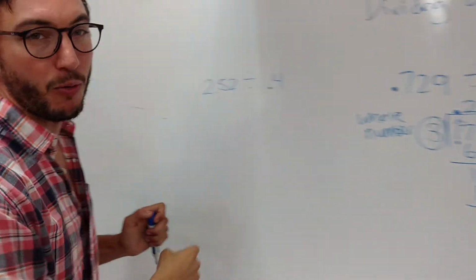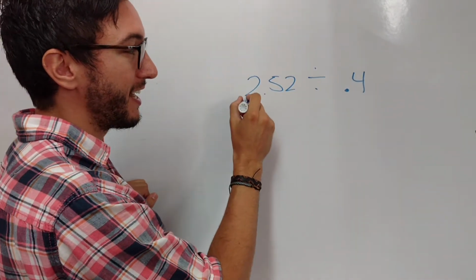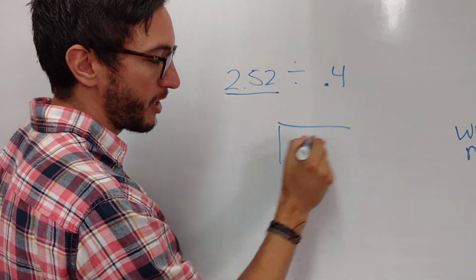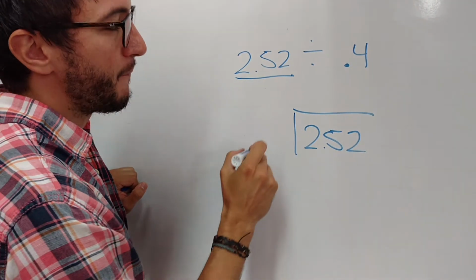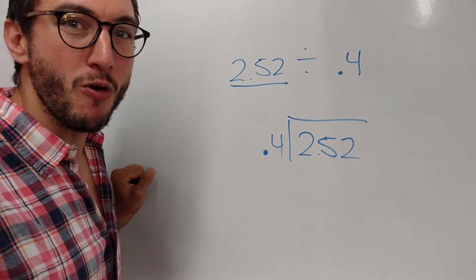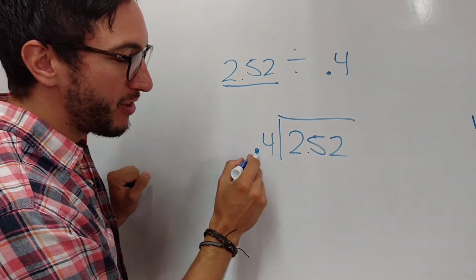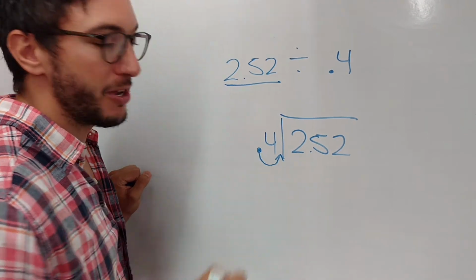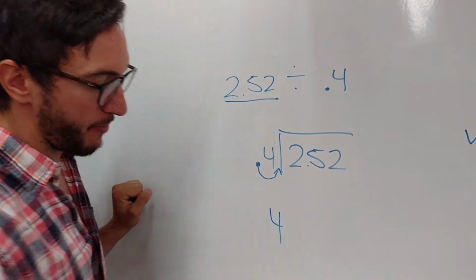Now let's see what would happen when we're dividing by a decimal. So again, this number is going to go inside my division bar. 0.4 is going to go outside. Is 0.4 a whole number? No, it's not. So I need to move the decimal to make it a whole number. I moved it one time. I'm going to rewrite the problem here.